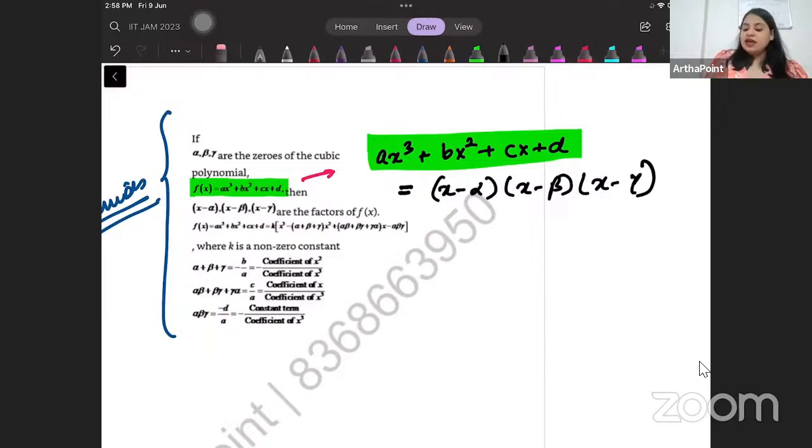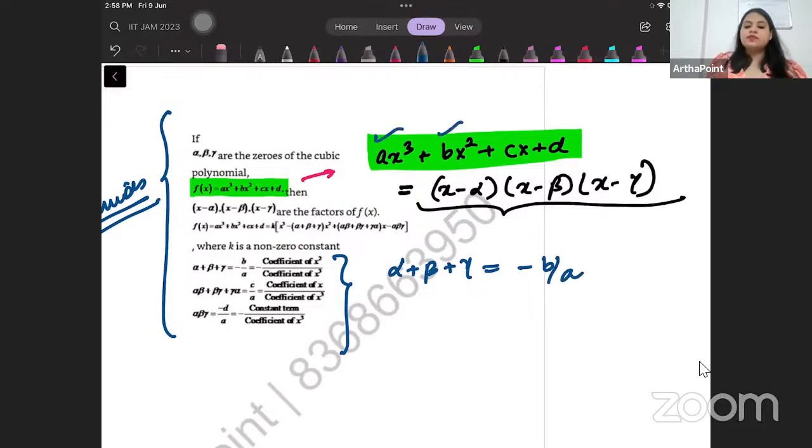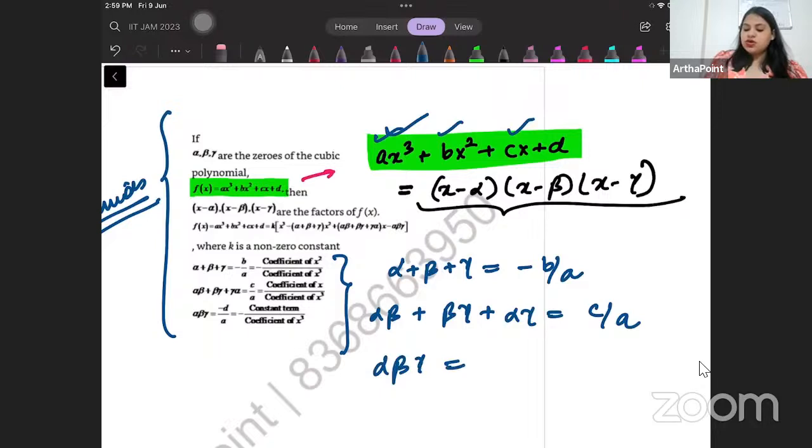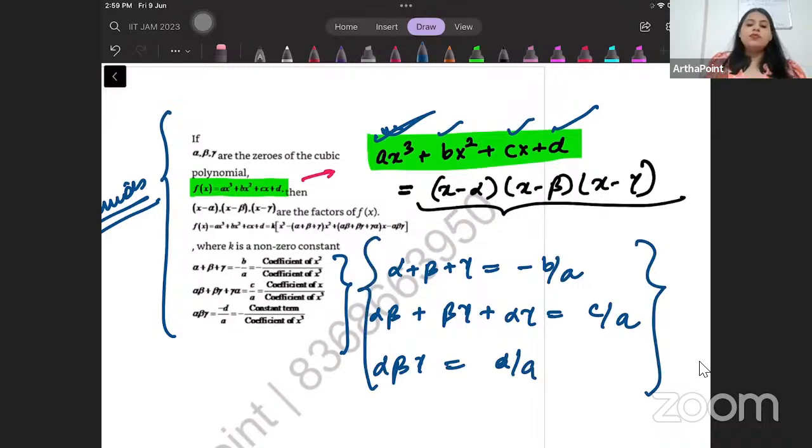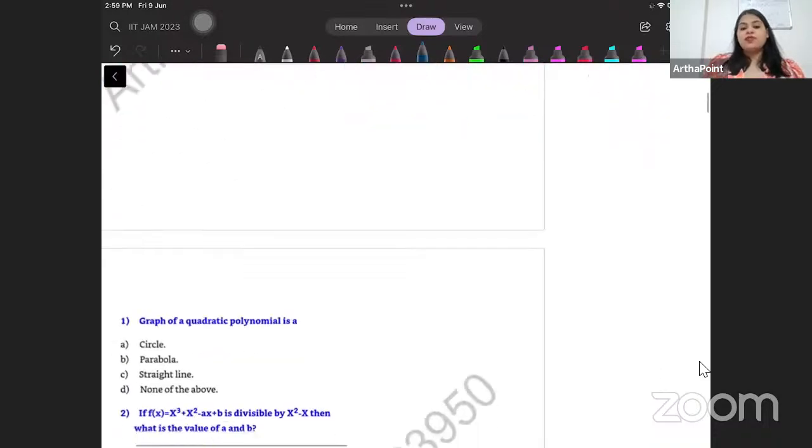Now we are saying that if alpha, beta, and gamma are the three roots, then these are the three rules that should be satisfied. The sum of the zeros should be equal to minus b by a. The sum of the products of two zeros at a time, alpha beta plus beta gamma plus alpha gamma, should be c by a. And the product of the three roots should be minus d by a. So these are the three rules that should be satisfied if you have a cubic equation. Beta, this all can come in the exam. You have to be very thorough with it.